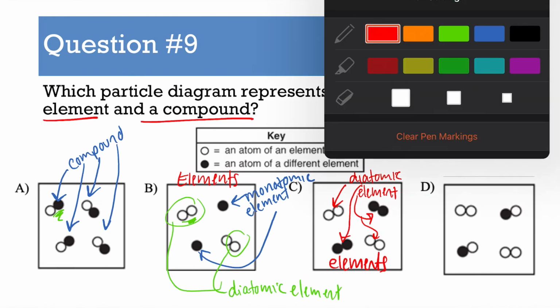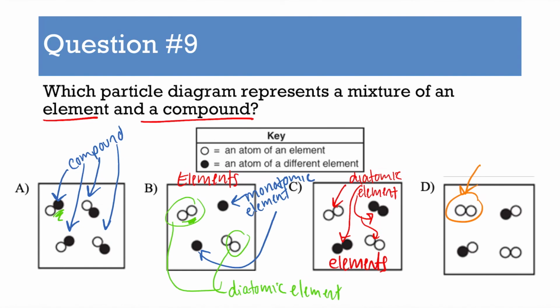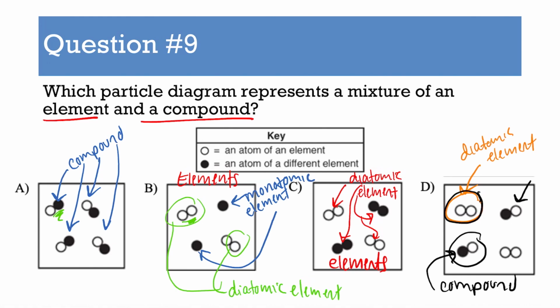So if we look at D, again, if you have two of the same color connected, you have a diatomic element. And if you have two or more different colors together, that is a compound. And this compound is not connected to this element. So they're an element and a compound in the same place at the same time. That is the definition of a mixture. So, answer choice D.